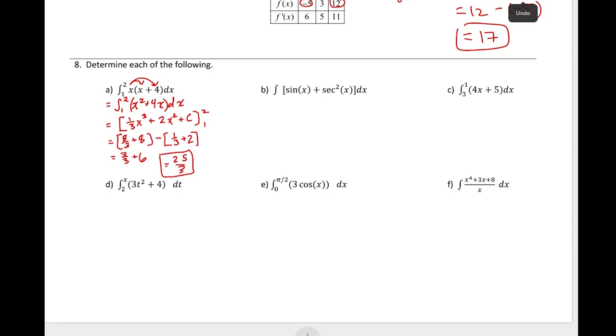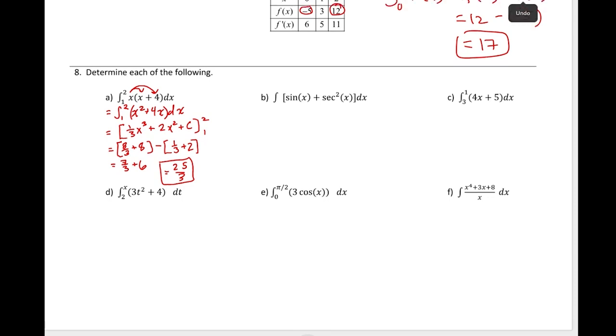So the antiderivative of sine is negative cosine. And that's because the derivative of cosine is negative sine. The derivative of tangent is secant squared. So the antiderivative of secant squared is tangent. And these are those derivatives that you just need to know. If you're going to be successful on an AP test, you really got to know those transcendental derivatives. And we'll do more practice with them as the year goes on. Okay, that's it for B.